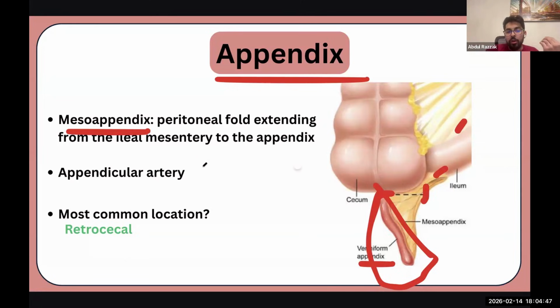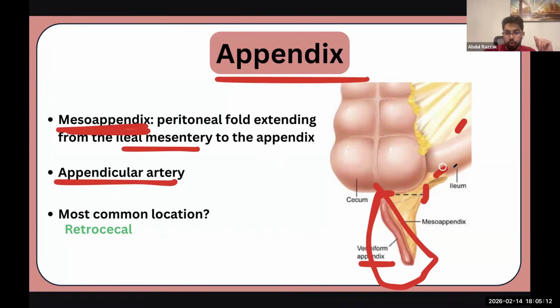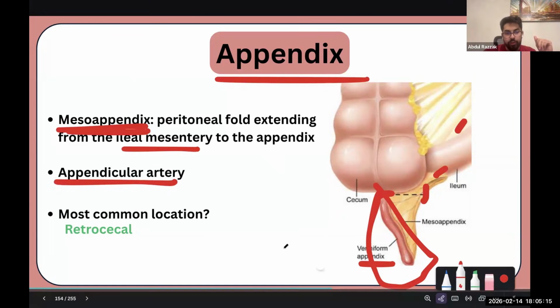Tamam? Why is it a fake mesentery? Because usually a normal mesentery would attach the organ it's covering to the posterior abdominal wall. The mesentery of the appendix is not attaching it to the posterior abdominal wall, it is attaching it to the mesentery of the ileum. Tamam? That's why it is called a false mesentery usually, and it's called the mesoappendix. The appendix is supplied by the appendicular artery, tamam, which also runs in the mesoappendix, okay?